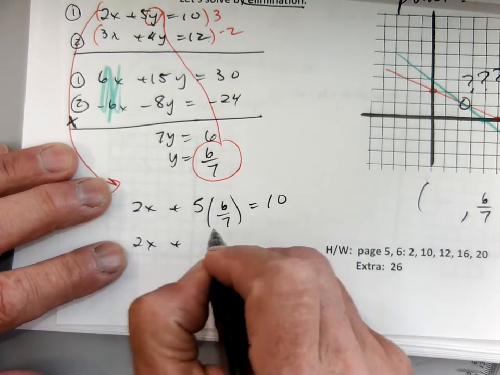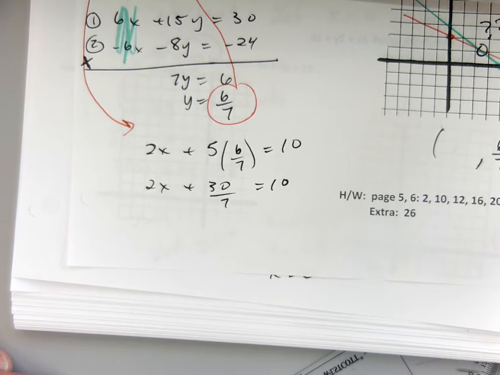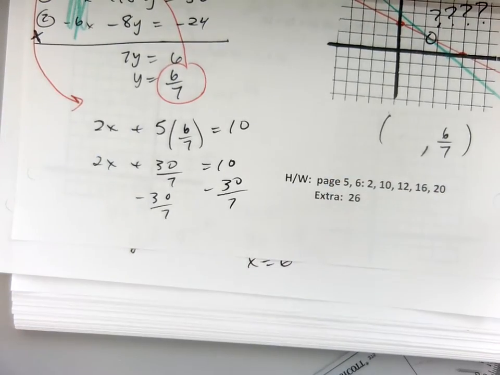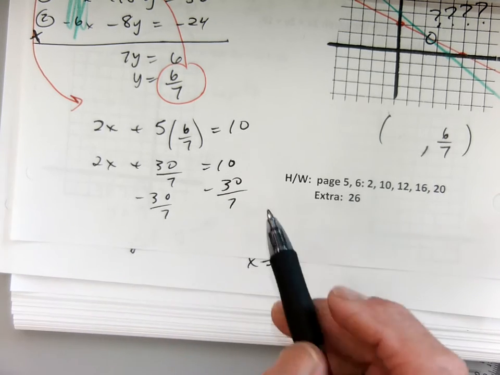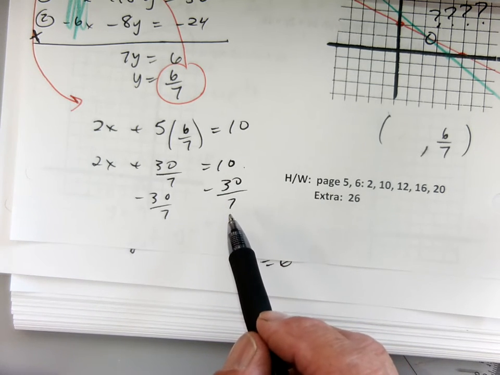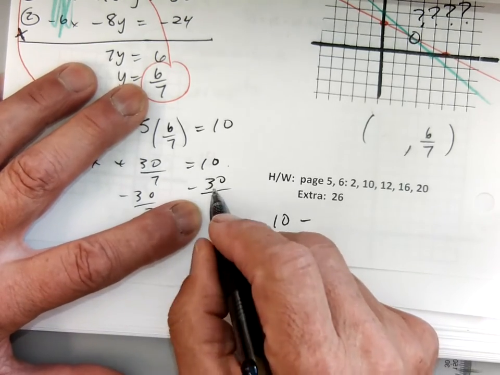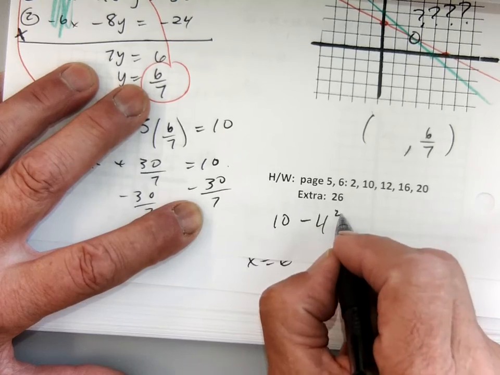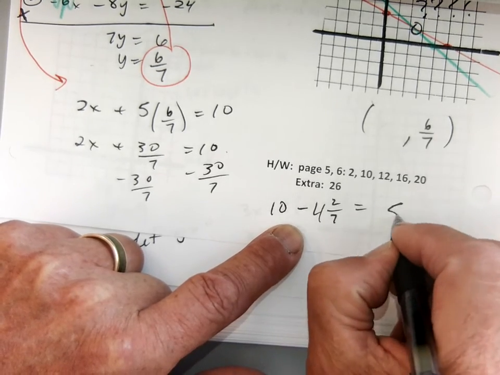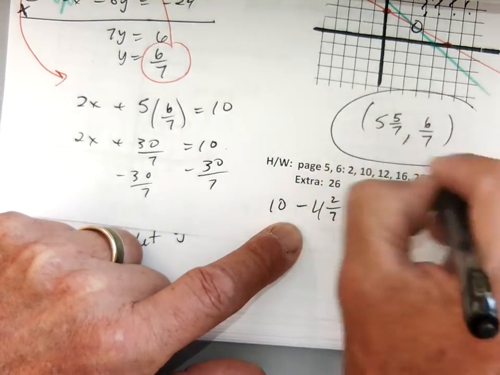So I've got 2x plus 30/7 equals 10. Minus 30/7, minus 30/7. Okay, so how am I going to do that? Well, one way is you can make this into 70/7s. Another way you can do is change this into, let's see, what is that? Is that 4 2/7? Probably easier to make that 4 2/7. So 10 minus... 7 goes into 30 4 times with 2 left over. Do you guys agree with that? If I subtract these, then I'm going to get 5 and 5/7. How's that?